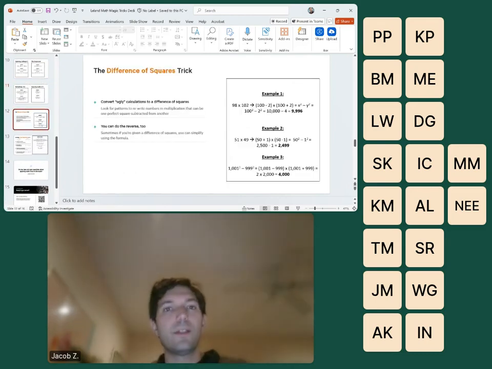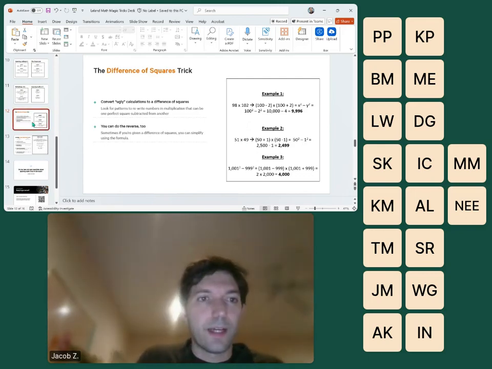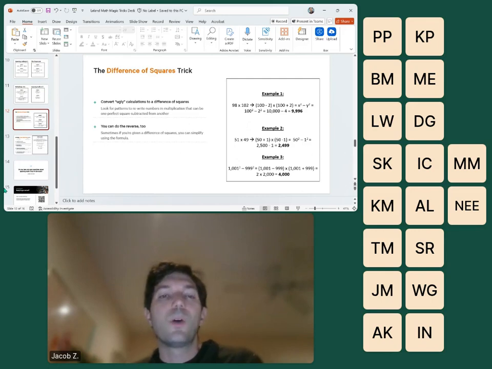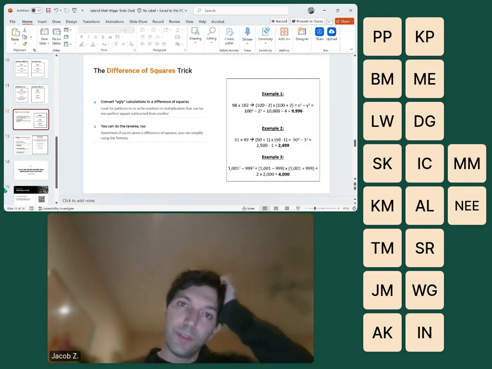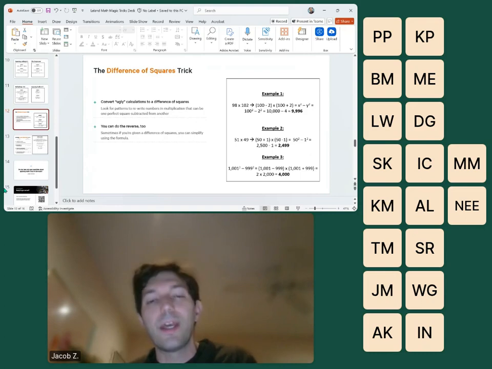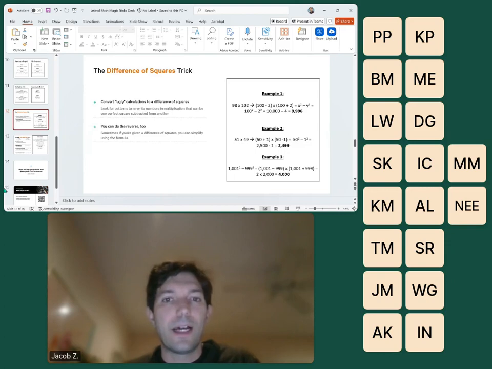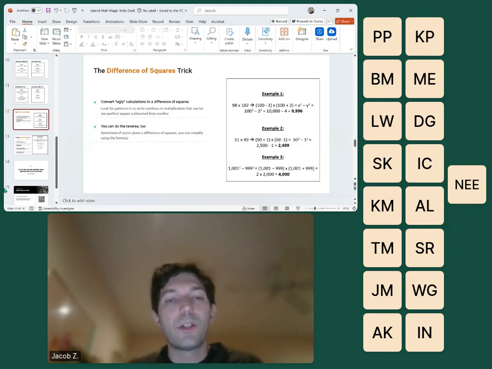So that's for doing the mental math. Going to go into a couple other tricks you can use. So one is the difference of squares formula. You can use the difference of squares formula to convert these ugly calculations. You basically replace ugly calculations with this formula and it can simplify. So this is a good way where you can look for patterns to rewrite numbers and look for things with these squares. You could also do it in the reverse.